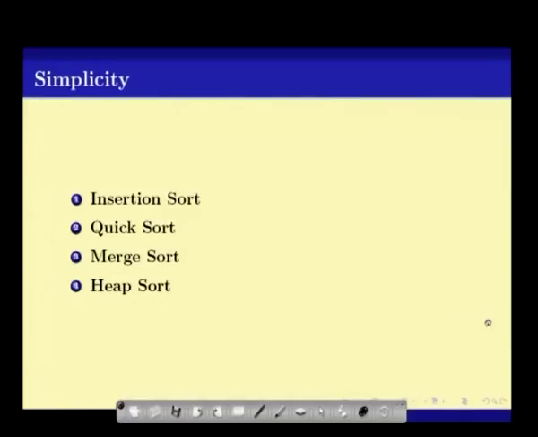So, these are the properties that we want to look at. Let us go over them one by one and try to see which of our four algorithms satisfy what. To start with, the simplicity. Now, this is a property that is very qualitative. There is no proper understanding of what is a simple algorithm and what is not. It depends a lot on the person.